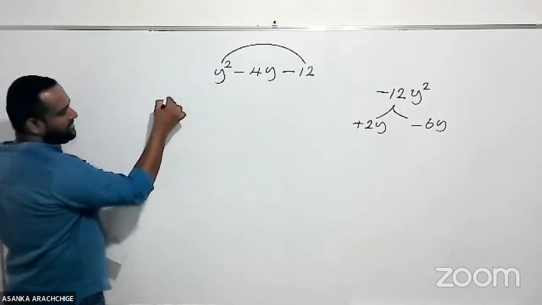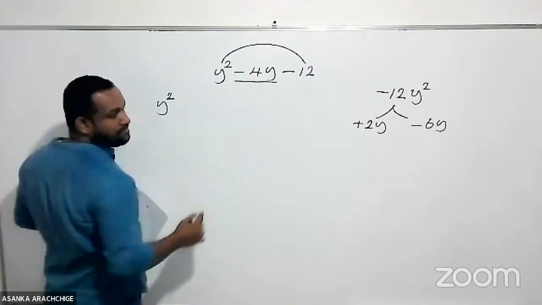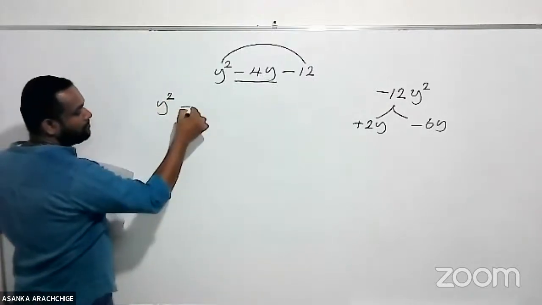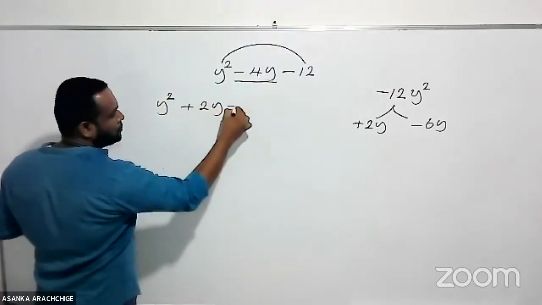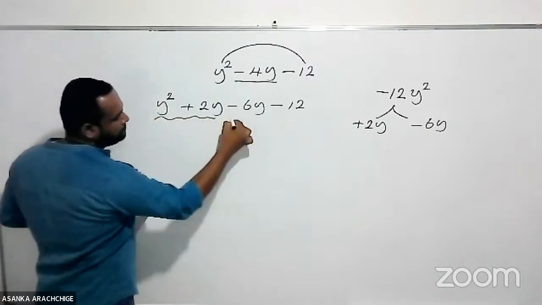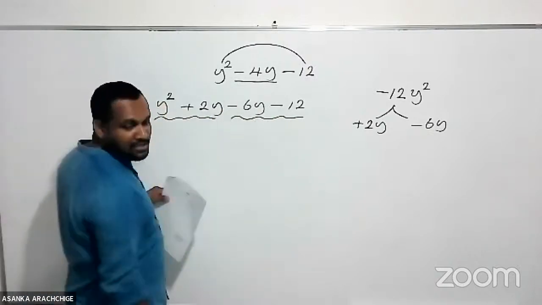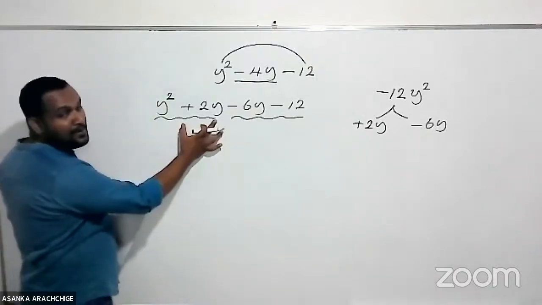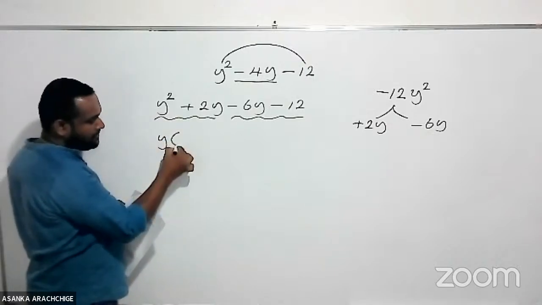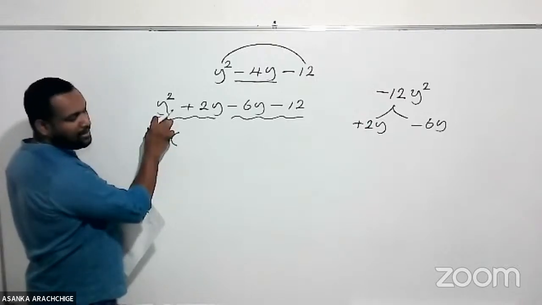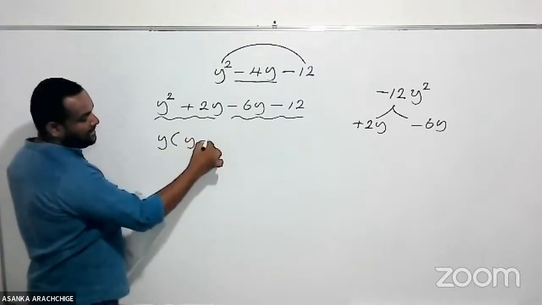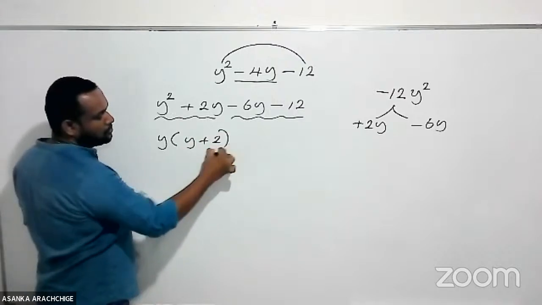Now you can write y squared instead of minus 4y. Instead of minus 4y, you can write those two factors: plus 2y minus 6y, then minus 12. Now separate the four terms into two groups and identify the highest common factor of the first group. What is that? Y. Y is the highest common factor. Then how many times y is y squared? Y times y squared. This is plus, into plus, y times 2y.